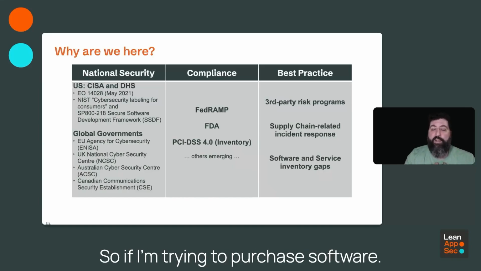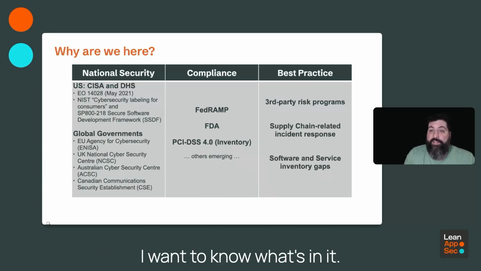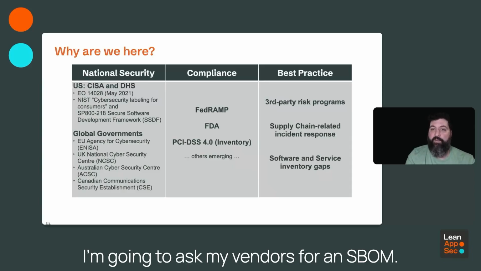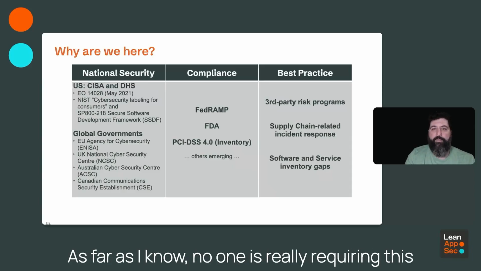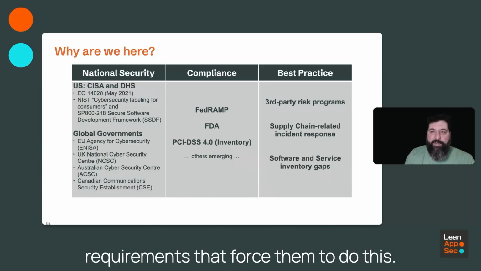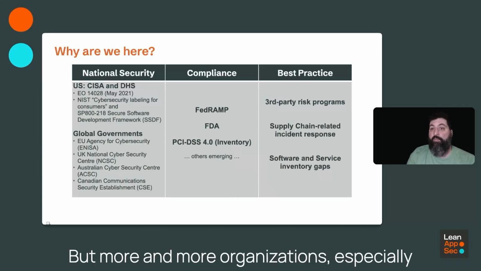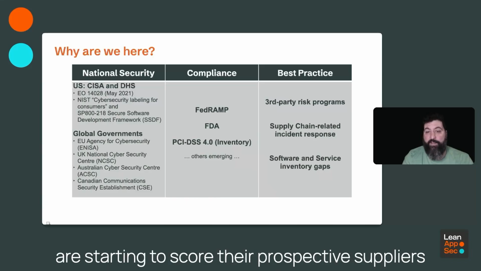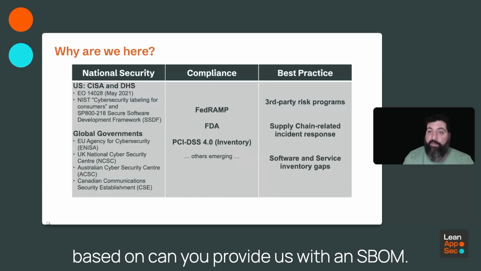So if I'm trying to purchase software, I want to know what's in it. I want to know what vulnerabilities are there. I'm going to ask my vendors for an SBOM. As far as I know, no one is really requiring this yet, unless they have specific compliance requirements that force them to do this. But more and more organizations, especially those with very mature third-party risk programs, are starting to score their prospective suppliers based on, can you provide us with an SBOM?